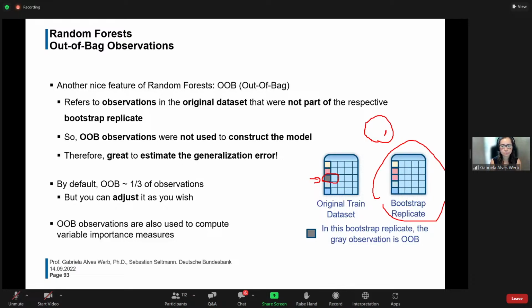All right. Now, any questions about that so far? Or is this concept, and especially the difference between random forest and bagging, clear to everyone? All right. I don't see any questions coming in so far.